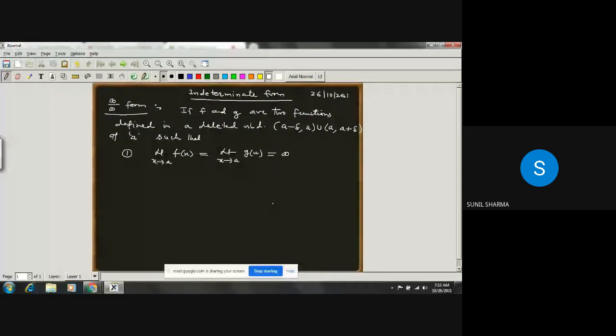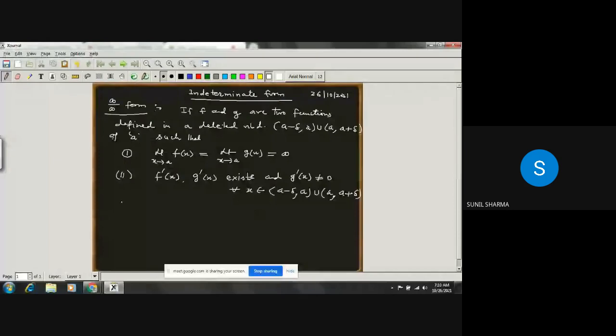So what is the second step? We find f dash x comma g dash x, and they must exist, and g dash x is not equal to 0 for all x belongs to a minus delta comma a union open interval a comma a plus delta, deleted neighborhood of a.